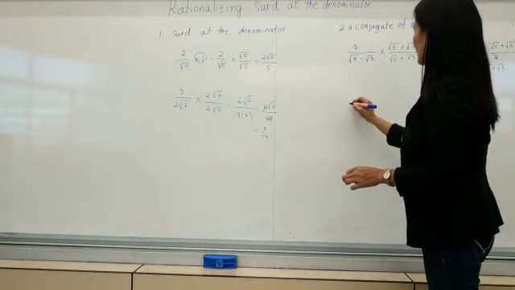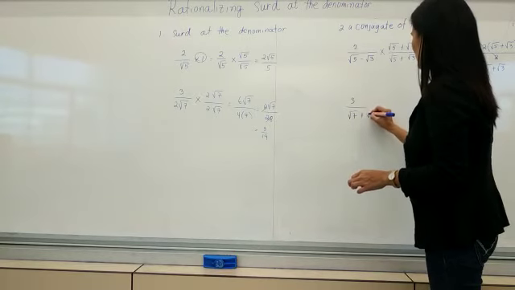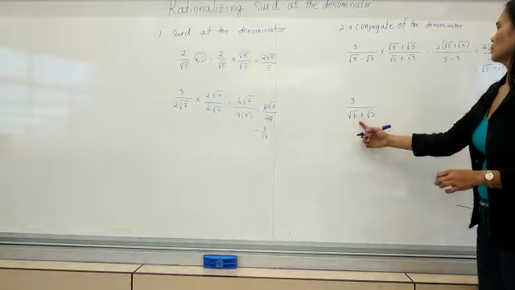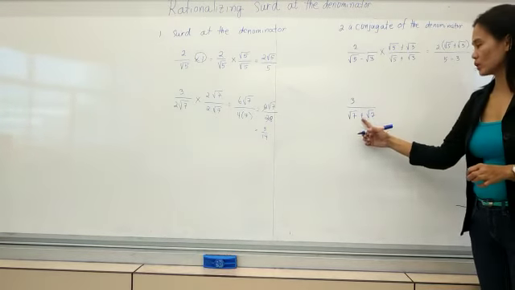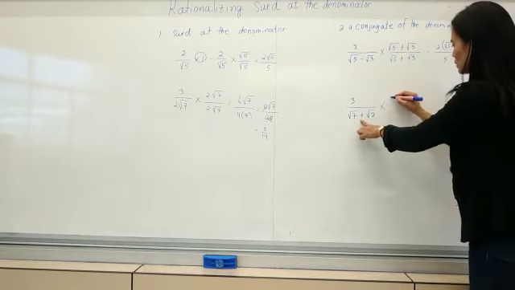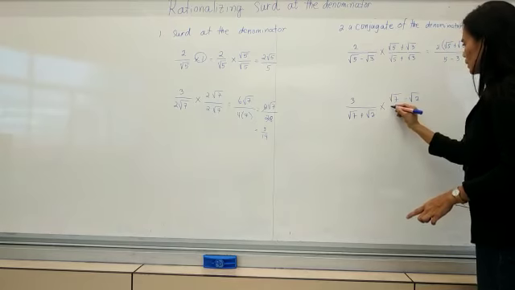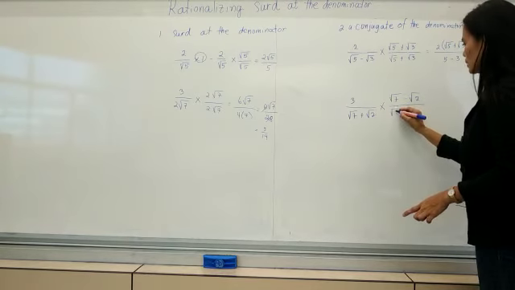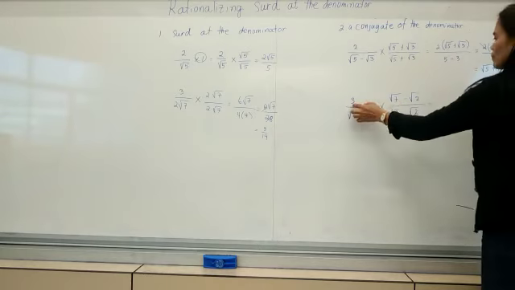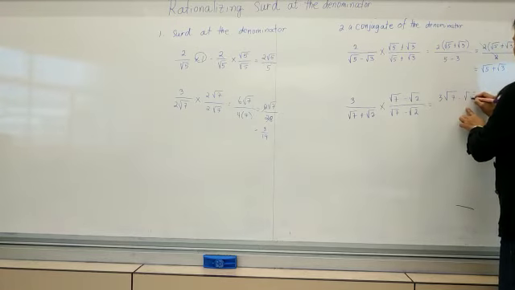We have another one. Example, say 3 over square root of 7 plus square root of 2. We are going to use the conjugate of the denominator by changing its sign. So we need to multiply this with its conjugate, which has a minus: square root of 7 minus square root of 2, divided by square root of 7 minus square root of 2. This is the same as writing 3 times square root of 7 minus square root of 2.